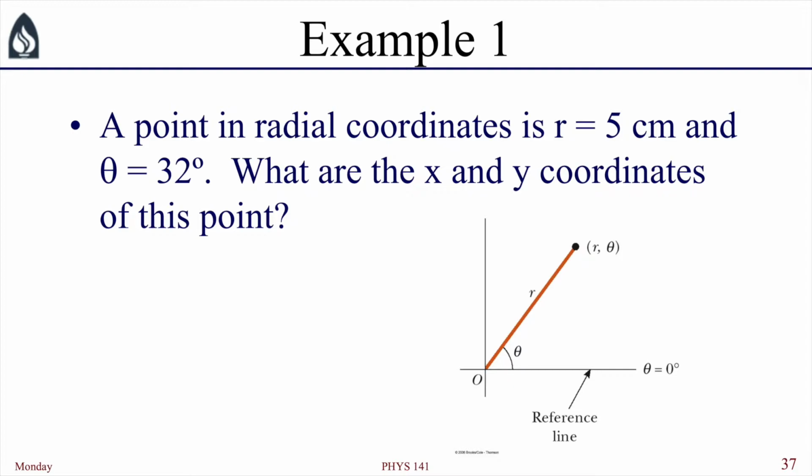So let's take a look at this example, and this example involves changing between one coordinate system and another. So we have here a point in radial coordinates. It's 5 centimeters from the origin and at an angle of 32 degrees from our reference line. We want to change this into x and y coordinates, where we assume that the reference line is the x-axis and the line 90 degrees to that is the y-axis.